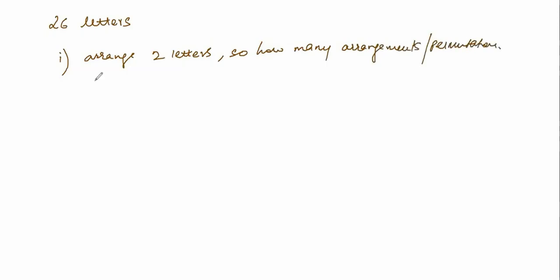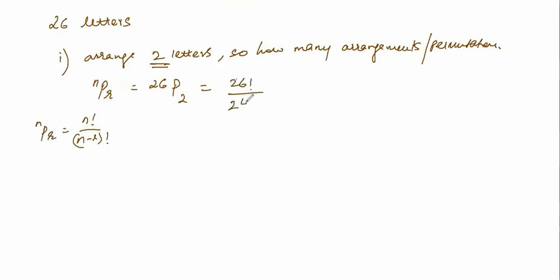So then we use the formula nPr. And you want to arrange 2. So n is 26, P, and then 2. And 26P2, if you remember the formula, it is n factorial upon (n minus r) factorial. So therefore, this will be 26 factorial upon (26 minus 2), 24 factorial. So what you end up getting is 26 into 25 into 24 factorial upon 24 factorial. So you end up getting 26 into 25 ways of arranging 2 letters out of the 26 letters.